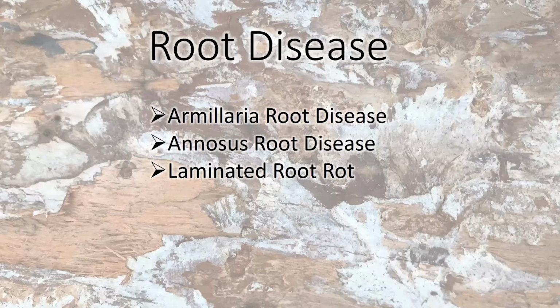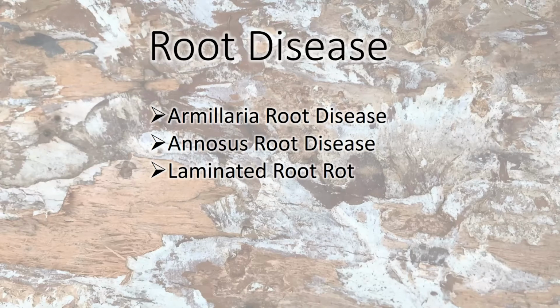So below ground, we have several different types of root diseases here in eastern Washington. The three that I see more often are armillaria, annosus, and laminated root rot. Armillaria, I probably see 95% of the time.